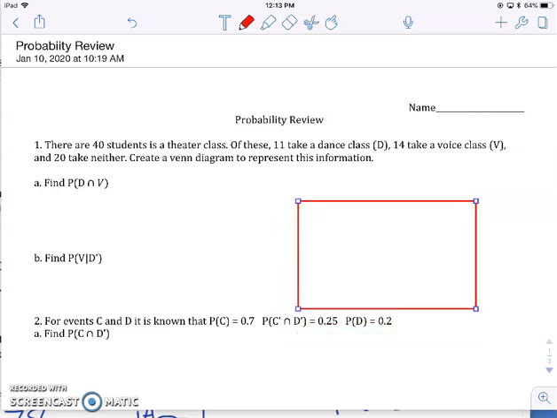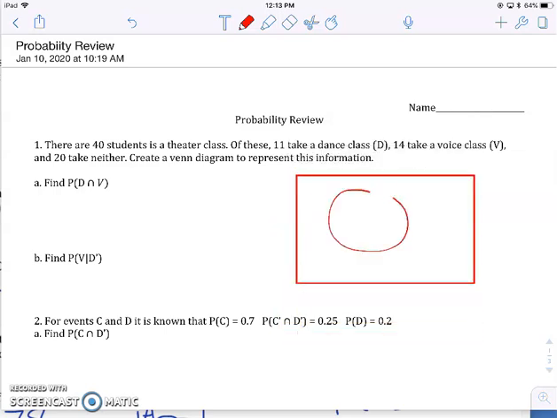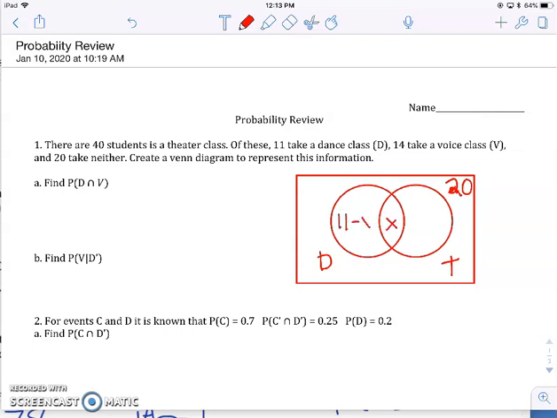Okay. Oops. So it looks like we have dance, sorry, and theater. 20 take neither. We don't know how many take both, so we have 11 minus X over in dance, 14 in theater, or in voice. Sorry, that should be voice.